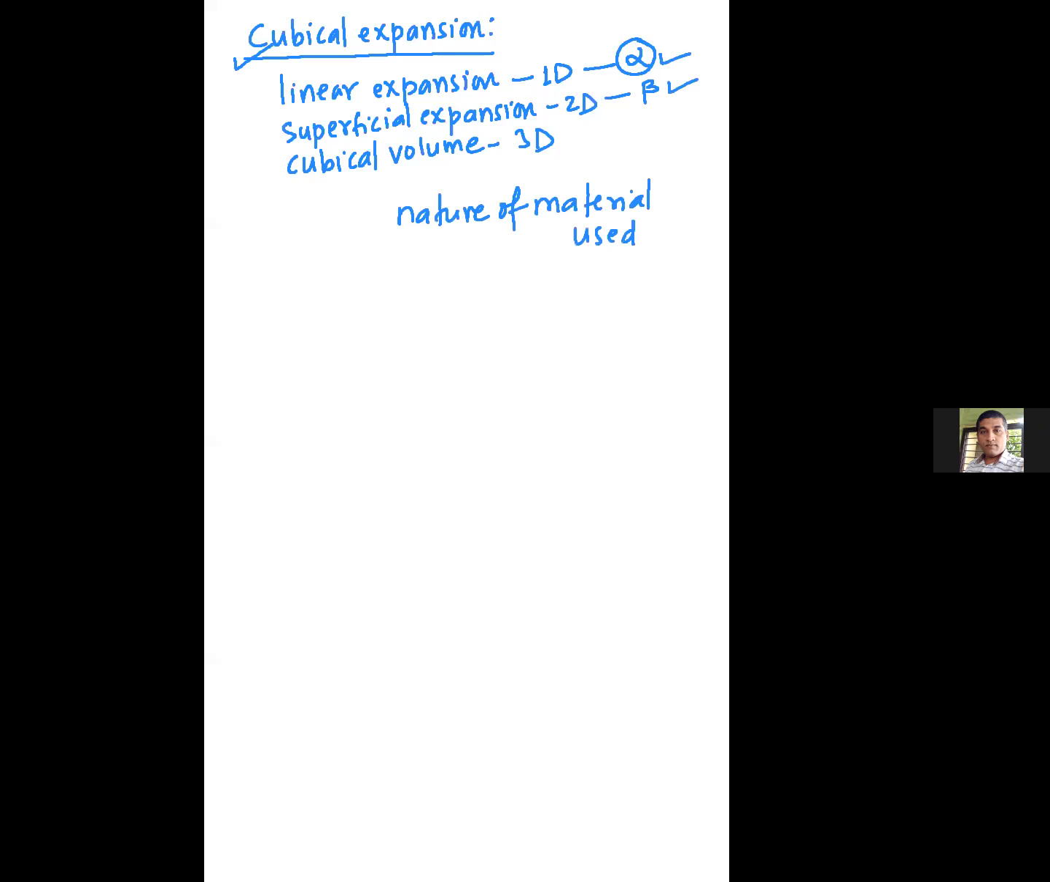I will show you in the next slide. Clear? So I'm discussing it once again. Alpha and beta are very small, and the value of alpha and beta depends on the nature of the material used. Now we are going to discuss cubical expansion.